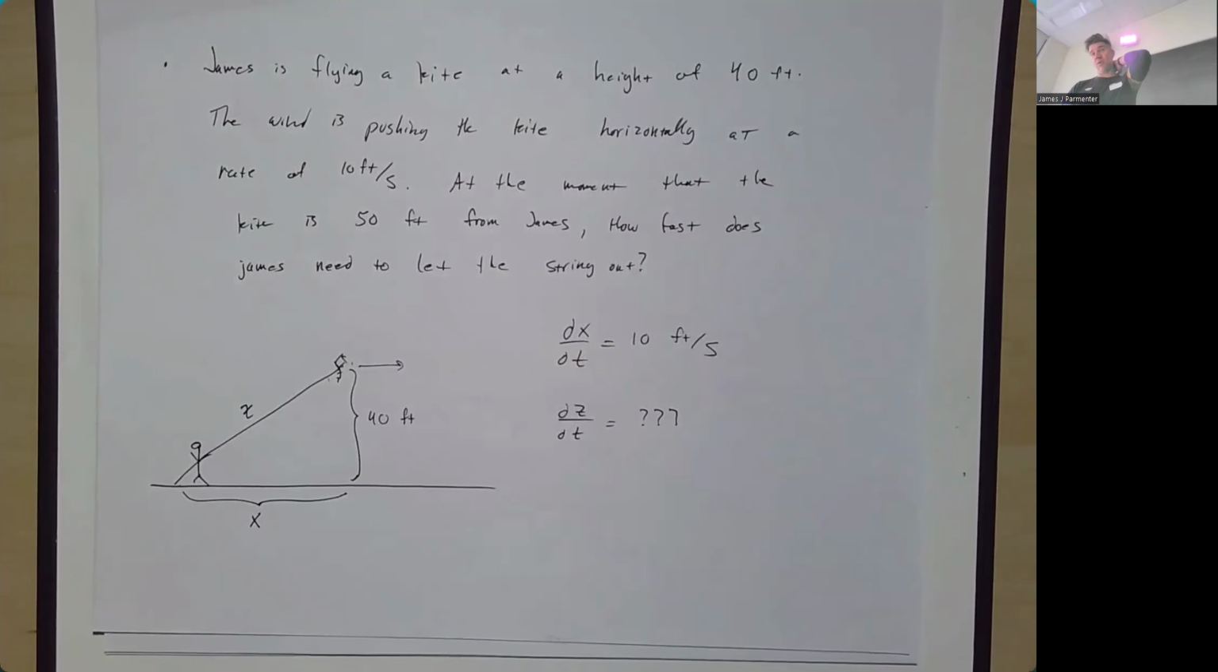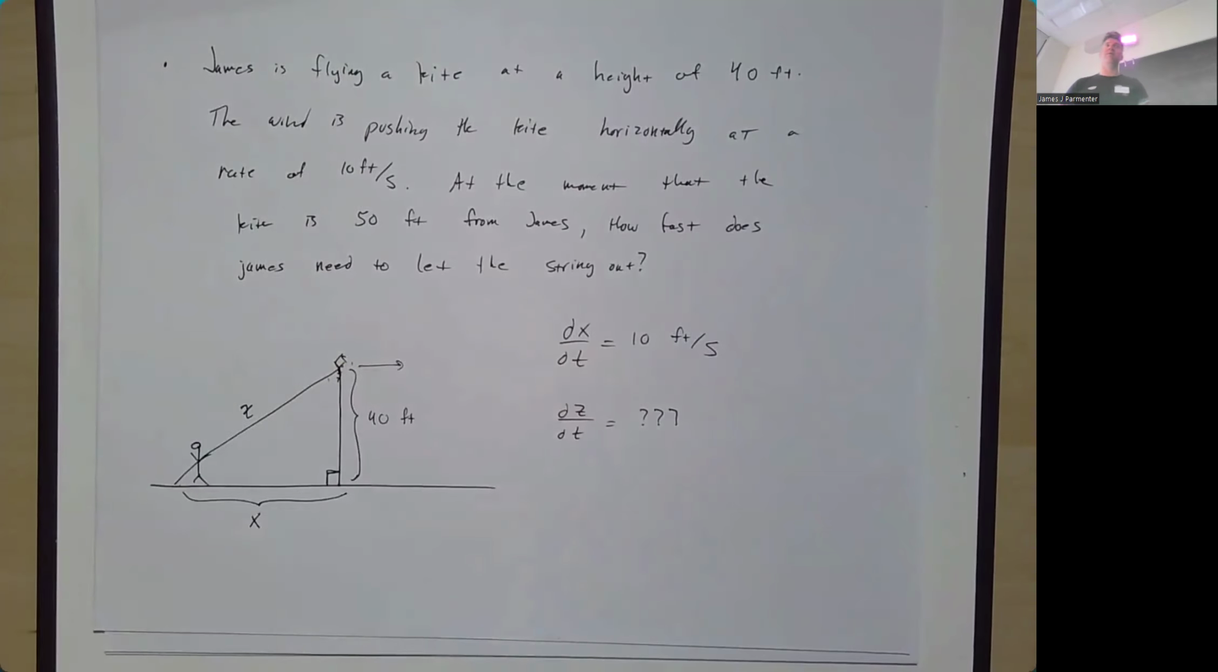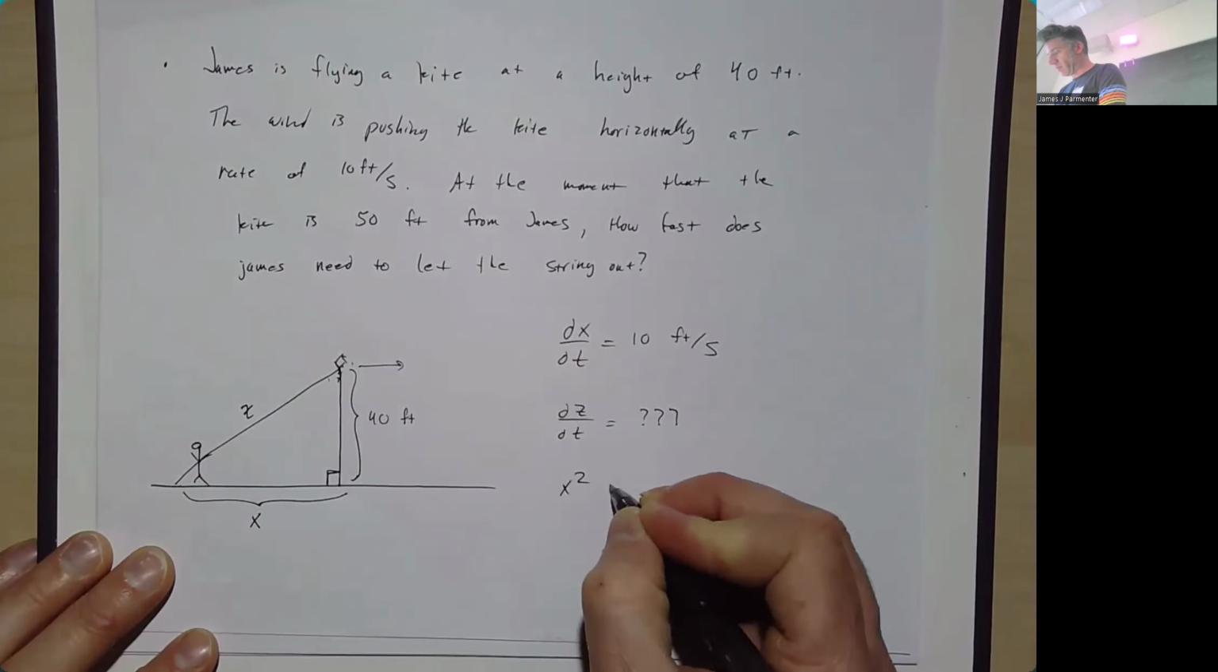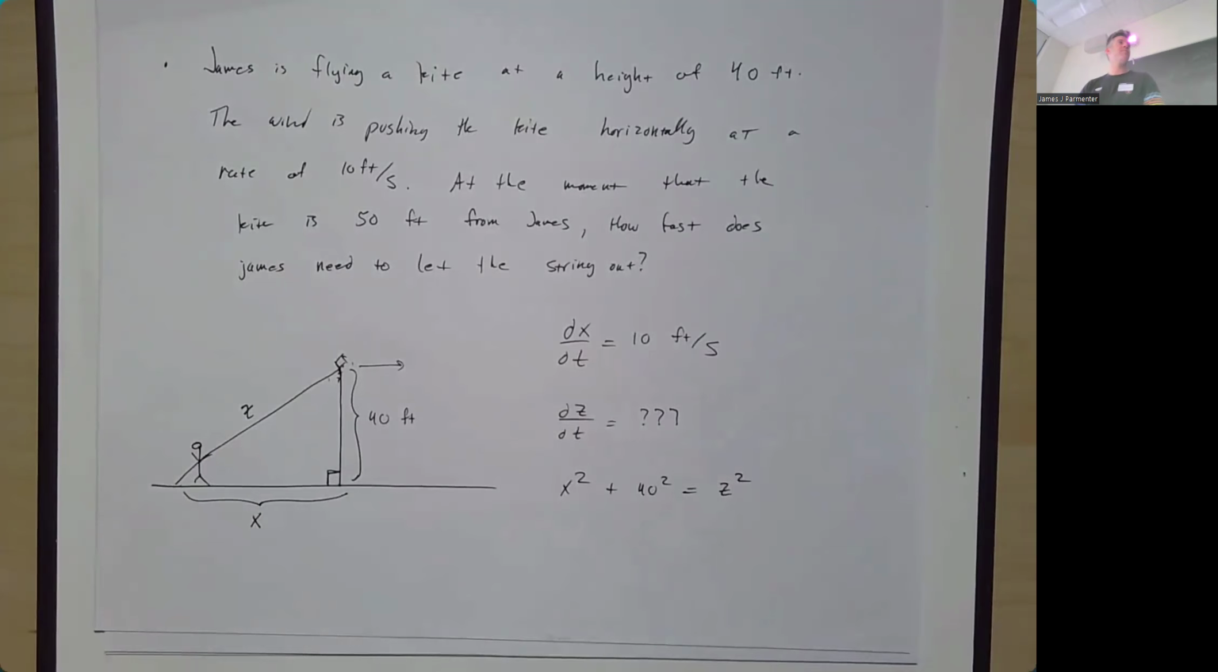Now I need to find an equation relating the non-time variables. I've got a triangle. I should say I've got a right triangle. When you've got a right triangle, there's usually only one of two things it could be. It's either going to be some similar triangle stuff, which it's not, or more often it's going to be the Pythagorean theorem. Definitely the Pythagorean theorem. So we're going to have that x squared plus 40 squared is equal to z squared.